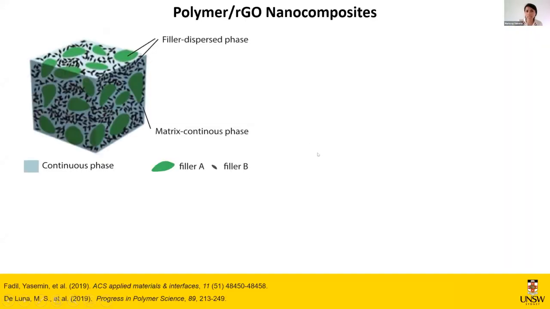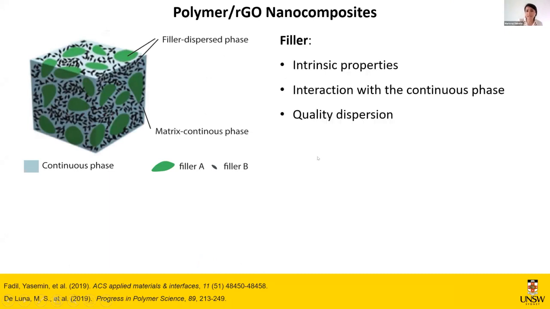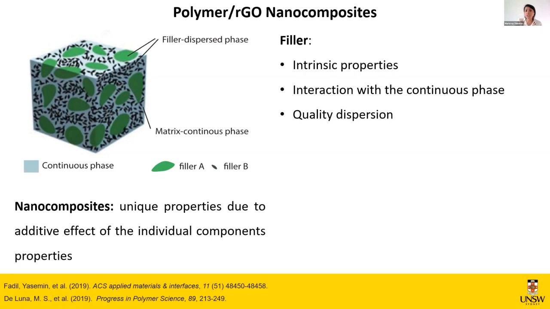Let me introduce you to the concept of composites. A composite is a material that contains a filler dispersed in a matrix that is a continuous phase. And this filler has intrinsic properties that later on are going to affect the final properties of the composite at the end of the synthesis. It is important to functionalize this filler with the continuous phase because in this way we are going to manipulate and ensure the quality of the dispersion of this material. And basically all these properties of the filler are going to be selected according with the application that we want to give it at the end of the synthesis. And yes, the nanocomposite will have a unique property due to the additive effect of the individual components' properties.